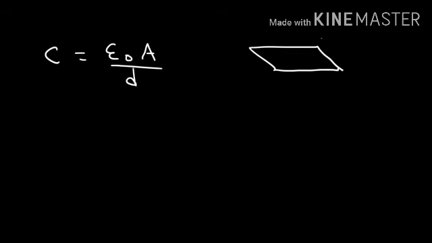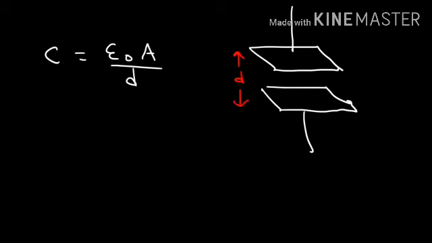Now there's another equation that you need to know. C is equal to epsilon sub naught times A divided by D. We said that the capacitance is basically a measure. It's dependent on the construction of the capacitor. So let's draw a capacitor. Here we have 2 metal plates separated by a distance D. Each plate has an area A, and for a rectangle, area is just the length times width.